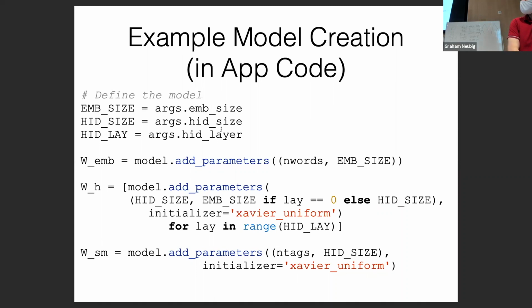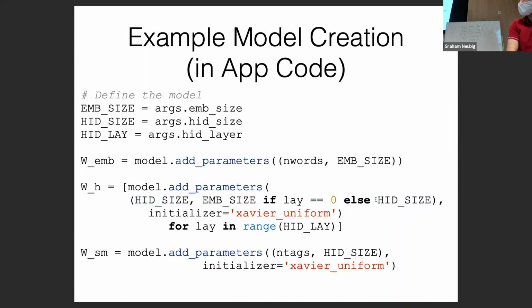So this is how we would implement the code. Basically, we set our embedding size and our hidden layer. We add some parameters. This is our word embedding parameters: the number of words by the embedding size. Then, based on the number of hidden layers that we have, we implement a matrix where if it's the first layer, we input the size of the embedding and generate something of the hidden size. If it's a later layer, we input something of the hidden size and output something of the hidden size.